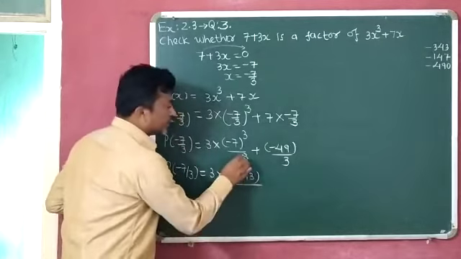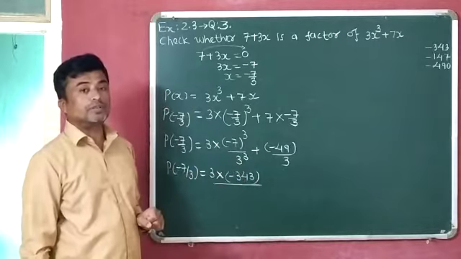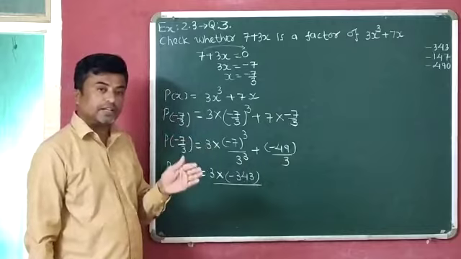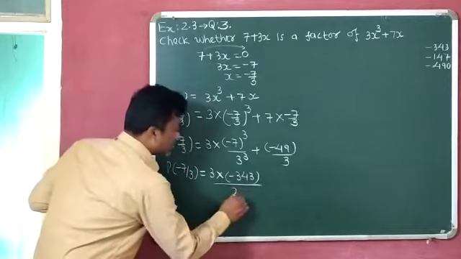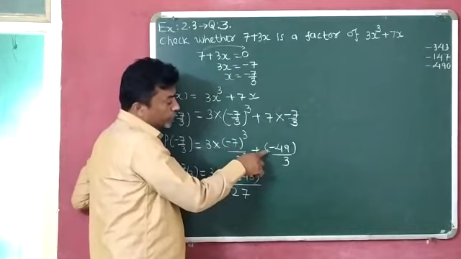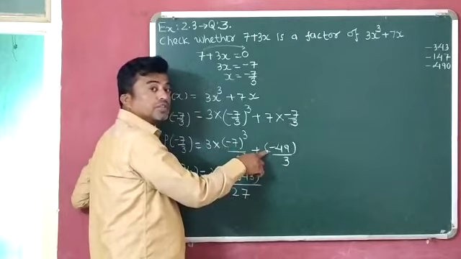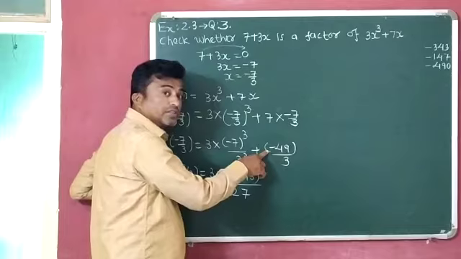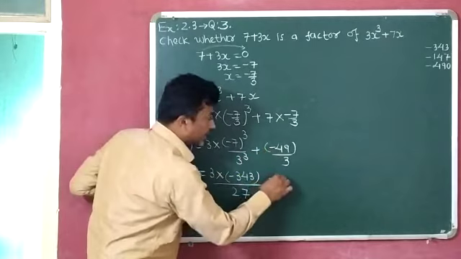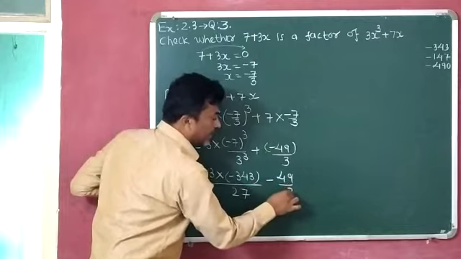Then downside 3 raised to 3. 3 raised to 3 means 3 we have to multiply 3 times. 3 threes are 9, 9 threes are 27. So downside we can write 27. Outside is a plus sign, so we remove the bracket without changing the sign of the number which is available inside the bracket. So we can write minus 49 by 3.